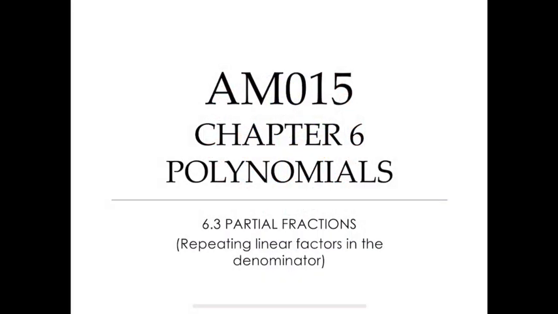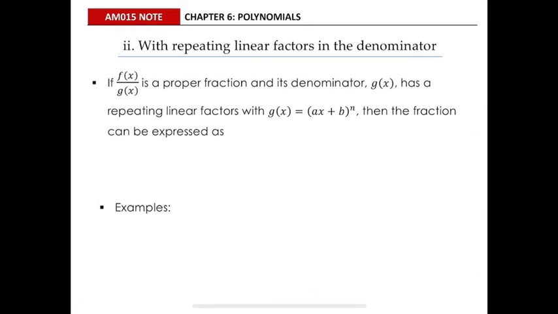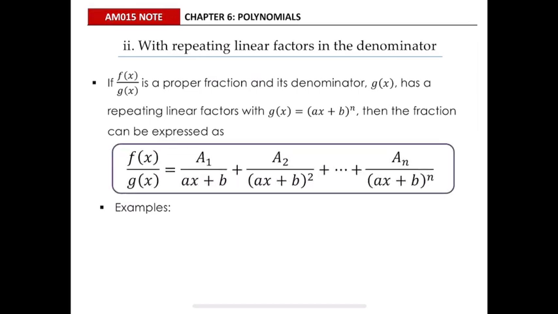In this video, we are going to learn about partial fractions, which involve repeating linear factors in the denominator. This is the learning outcome. If f(x) over g(x) is a proper fraction, and its denominator has a repeating linear factor with g(x) equal to (ax + b) raised to the power of n, then the fraction can be expressed as this.